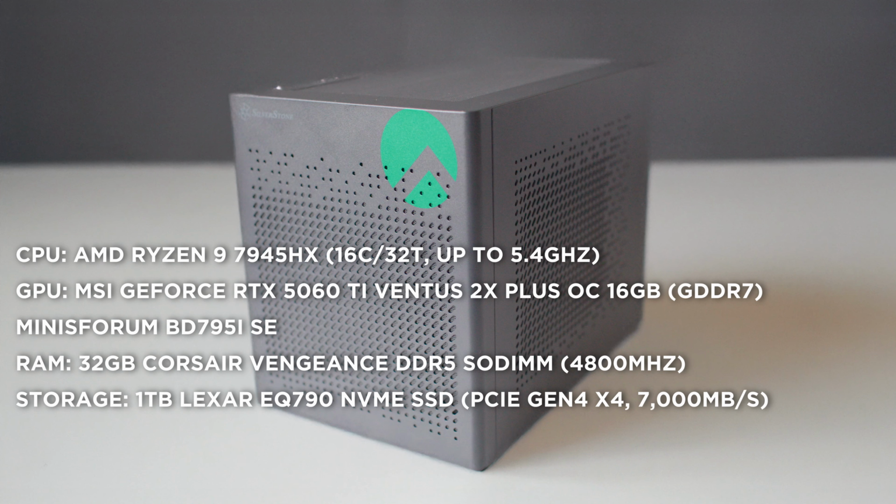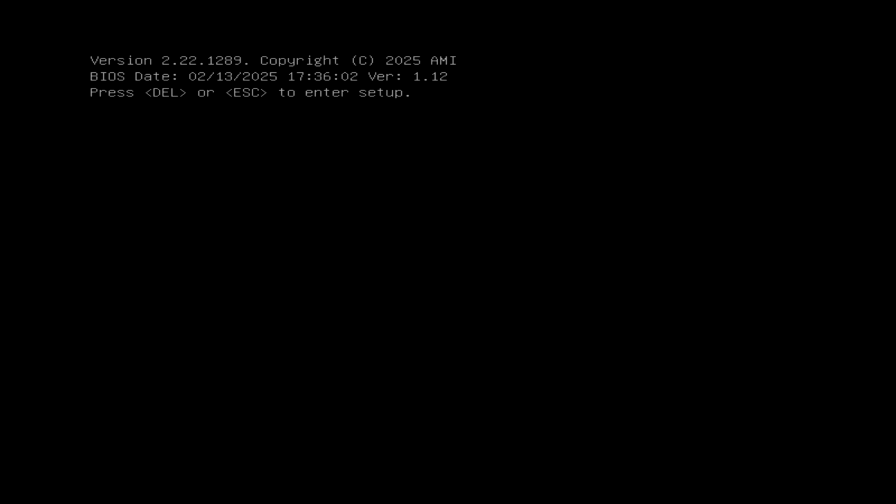Okay, so just a quick look at the kit I'm doing this on. It's a Ryzen 9. I've got a 5060 Ti, 6 gig of VRAM, 32 gig memory. What else have we got there? Oh, and it's going onto a 1 terabyte Gen 4 SSD. So that's what we're installing on.